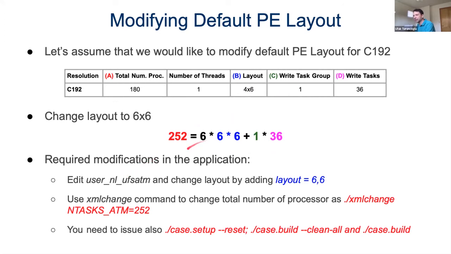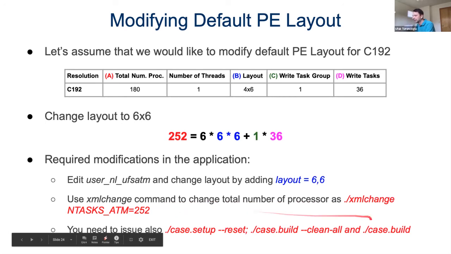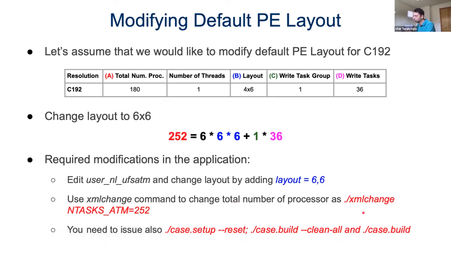So for this modification, you just need to follow these steps. You have to edit user_nl_ufsatm and change the layout to 6 by 6. And then you have to issue xmlchange NTASKS_ATM to 252. If you issue these commands, by the way, the SIM always forces a model build if you change the number of processors. Actually, it's not mandatory for the UFS ATM because you can change the number of processors without building the model. But this restriction is coming from the CIME. The SIM also supports coupled applications, and CIME files need to be compiled again if you want to change the number of processors.